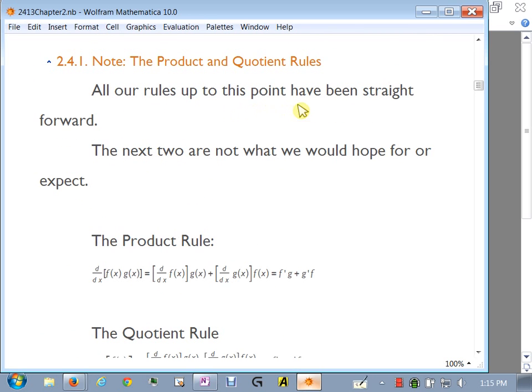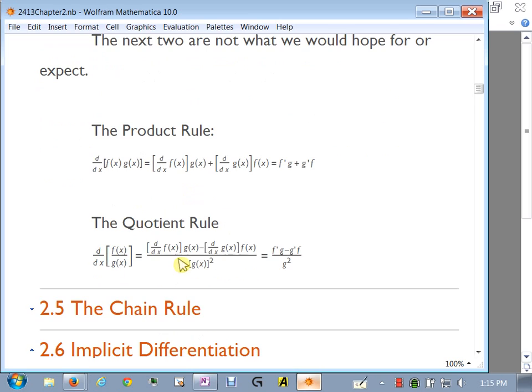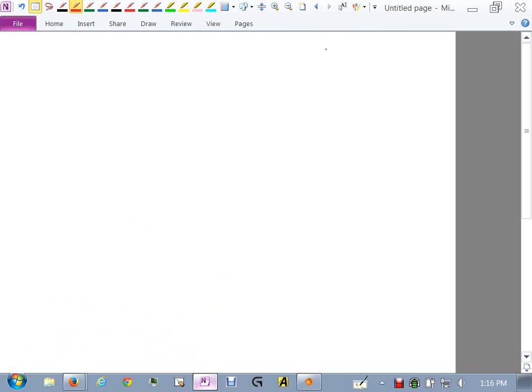All our rules up to this point have been straightforward, right? The next two are not. So you can write this down if you want. It's in your notes, whatever. I'm going to present this in a different manner. Here it goes. Product rule.